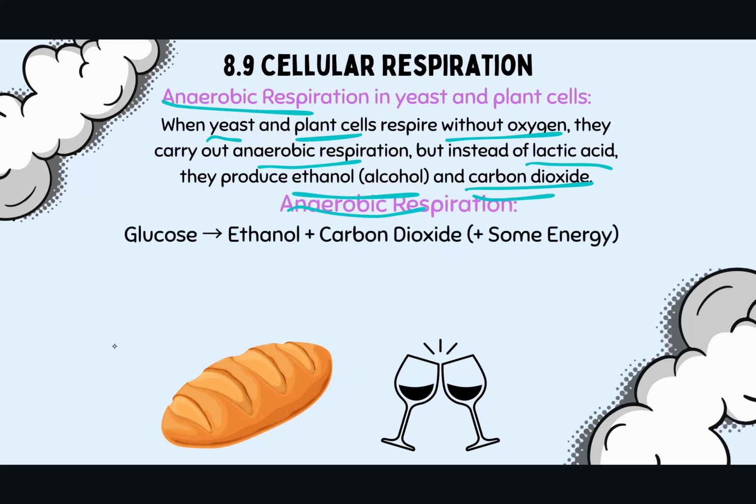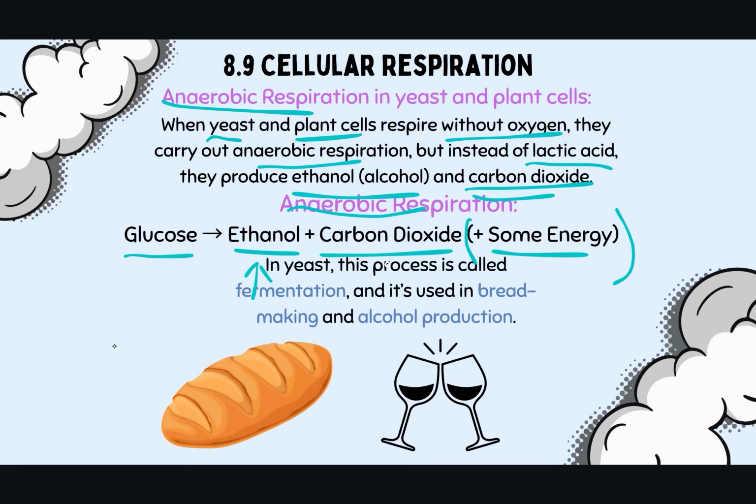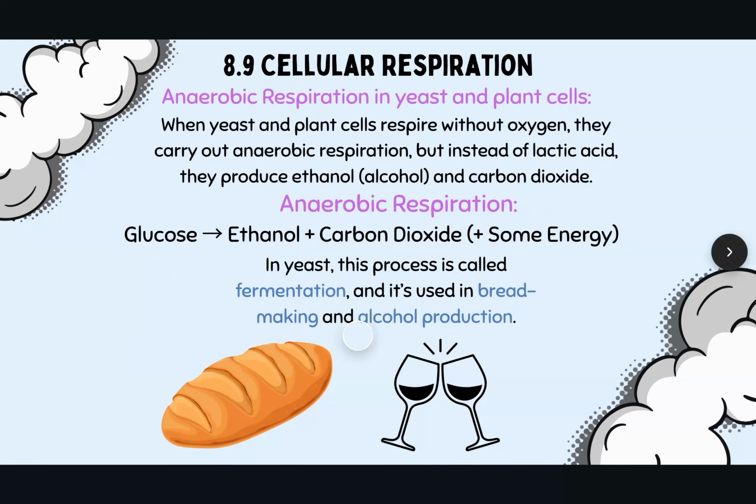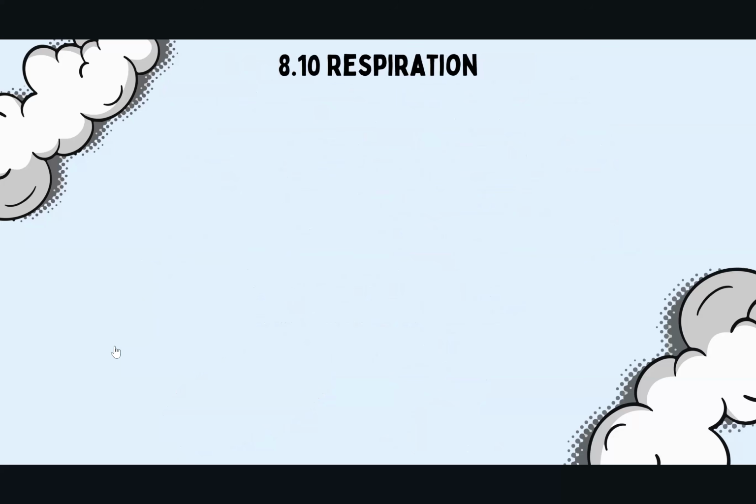So anaerobic respiration in yeast cells and plant cells is glucose becomes ethanol, which is alcohol, plus carbon dioxide, plus some energy. Energy we don't need to mention because it's not made of particles. When we're writing a chemical equation, we look at the conservation of mass. So energy is not required. Now in yeast, this process is called fermentation. And it's the process that we use to make bread. And it's the process that we use to make alcohol. Well, not we, but some people will.